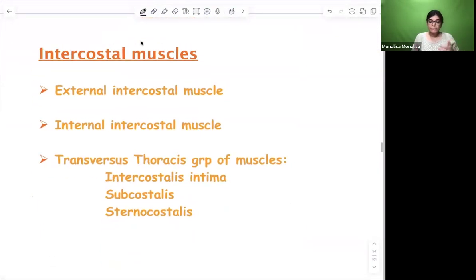Now, intercostal muscle names I have written. This is the list of muscles which are called intercostal muscles: external, internal, and transverse thoracic. The transverse thoracic group of muscles is actually made of three muscles: innermost intercostal muscle, subcostalis, and sternocostalis. All these notes will be given to you.